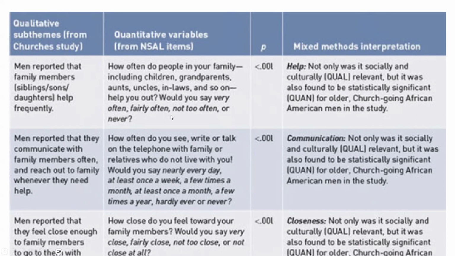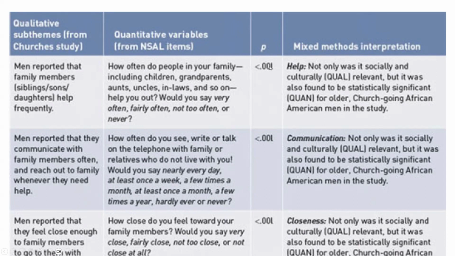See, how often? And what is the value or answer you are getting? Very often, fairly often, not often, or never. So this is the way you use the qualitative result and design a quantitative question for your second phase. And what is the mixed method answer?